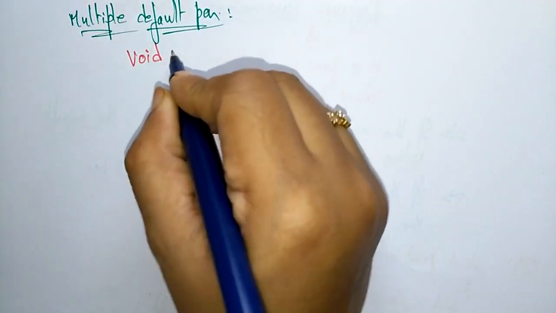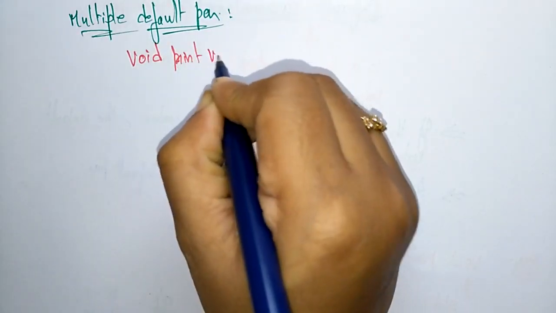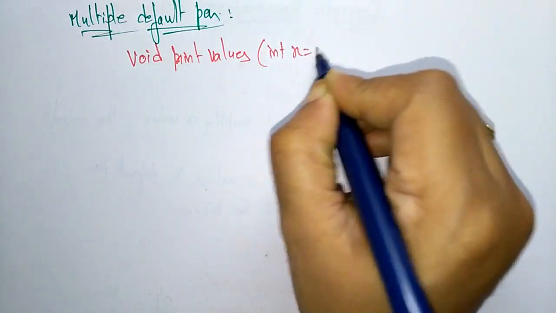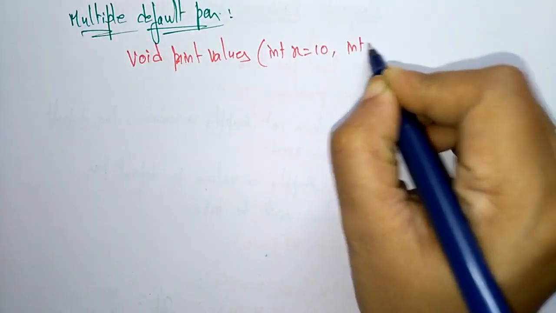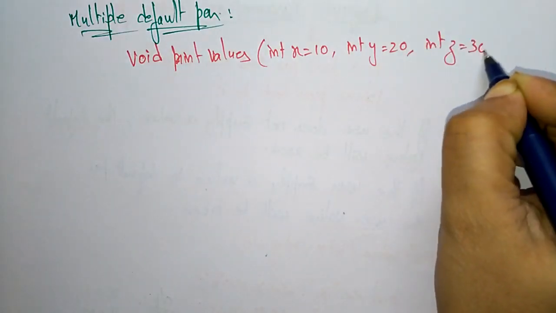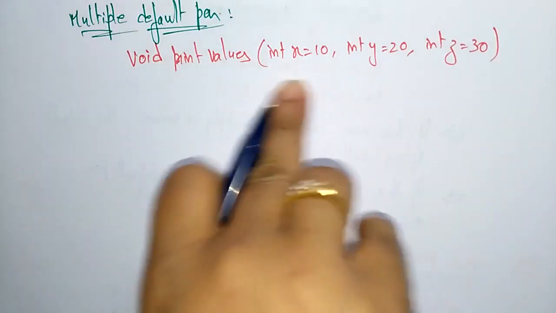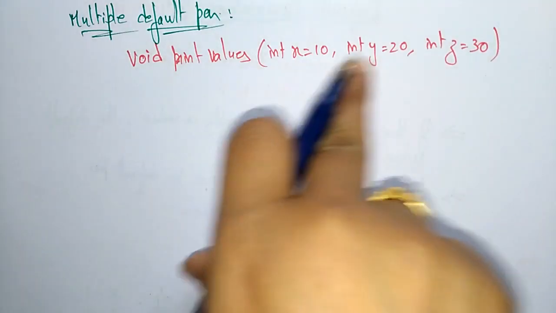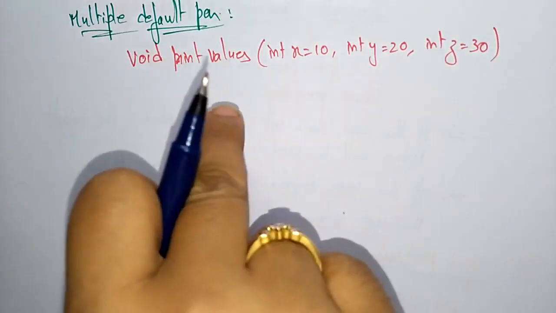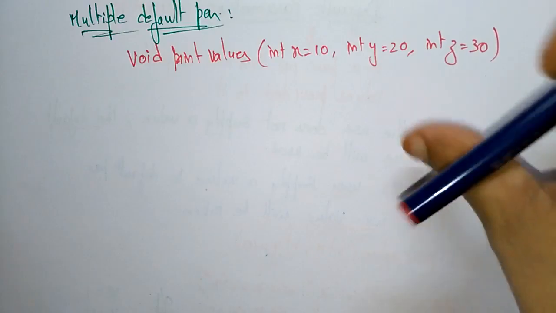So void print values. Here I am taking int x is equal to 10, int y is equal to 20, and int z is equal to 30. These are all the default values, default parameters. I have given 10, 20, 30. These are not the user values. Whatever values you enter in this function declaration, you call them default values.